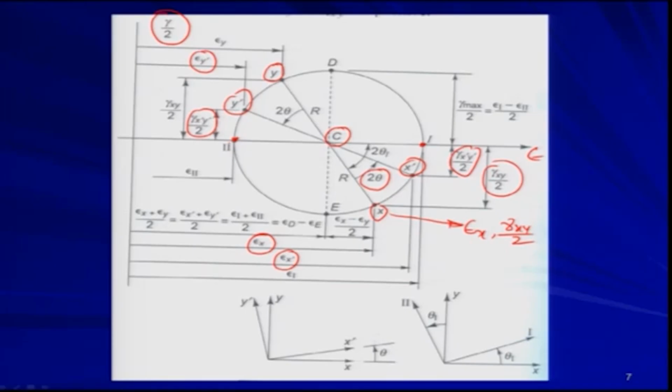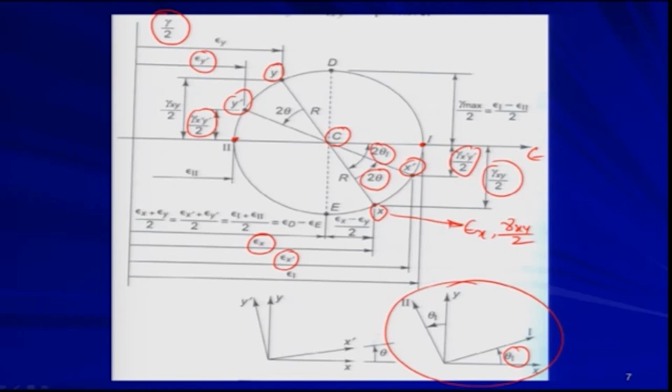And that is shown here. The orientation of the principal axis is shown in this figure. The angle between the x point and the 1 point is twice theta 1 in this Mohr circle, so that will be only theta 1 in the actual coordinate system.